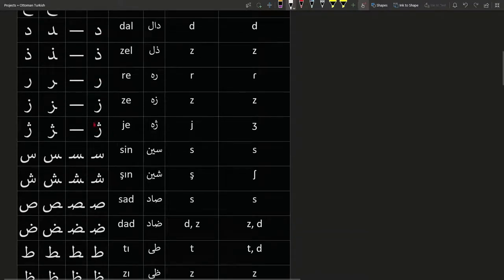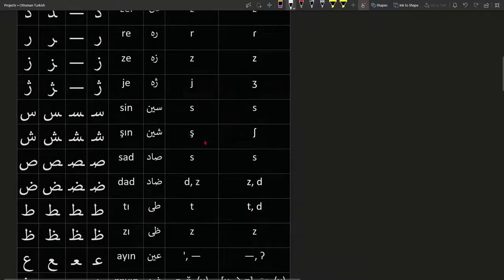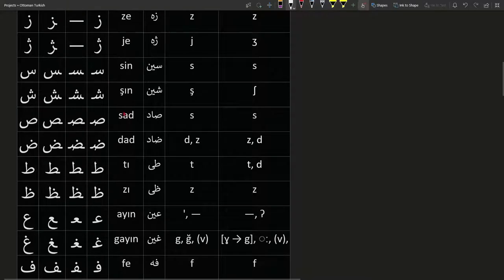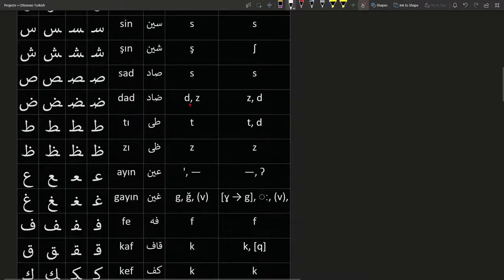Then we have sin, making the S sound. Then we have shin, making the SH sound. Then we have sud, also making the S sound, usually found in Arabic loanwords. There's a special note here that'll be discussed in the future. Then we have dud. It's a random toss-up between D and Z. It could be either one. Usually found in Arabic words.